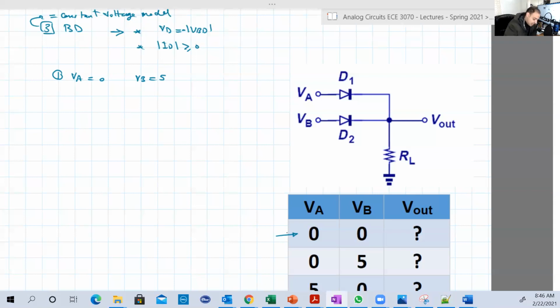Okay, so let's assume here that DA is off and DB is on. Why? Let's check. So basically here, the minimum voltage in the circuit is 0, the ground. There is no source here. The source basically is our inputs. So once you don't have a source, how can you have a current?